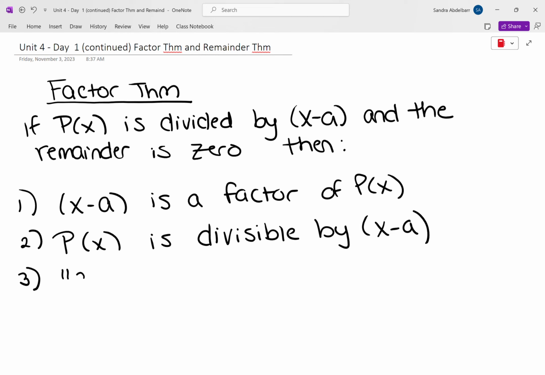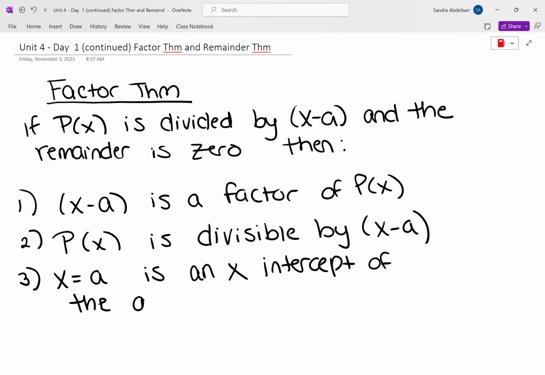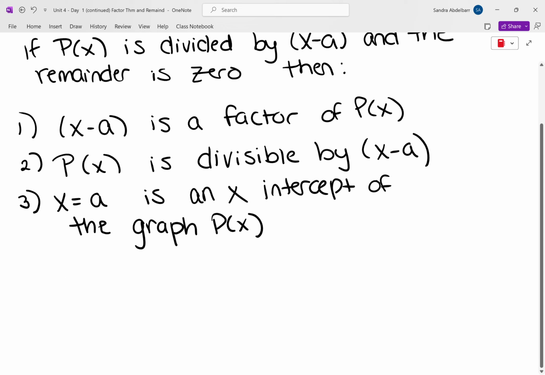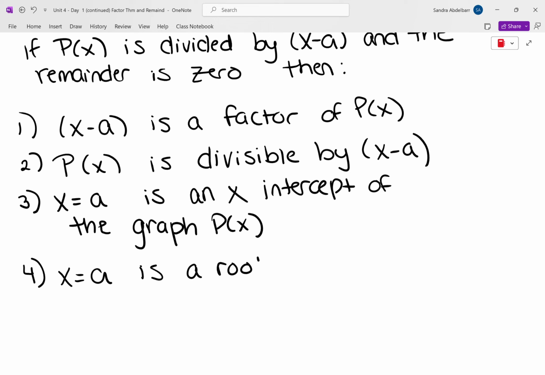We can conclude that x equals a is an x-intercept of the graph of p of x, and x equals a is a root or solution of p of x equals 0.